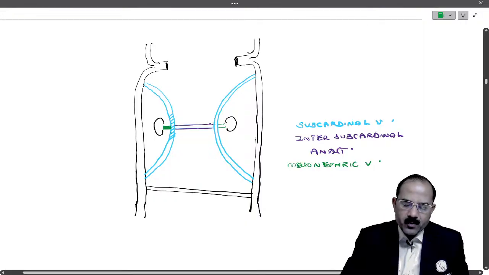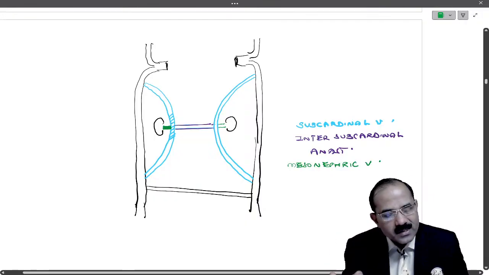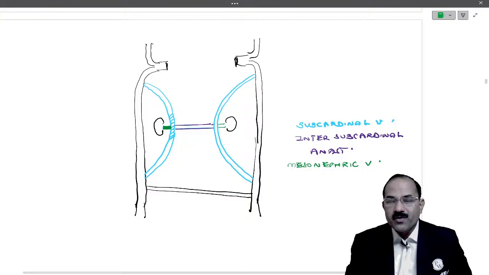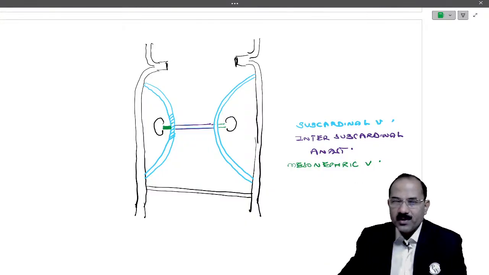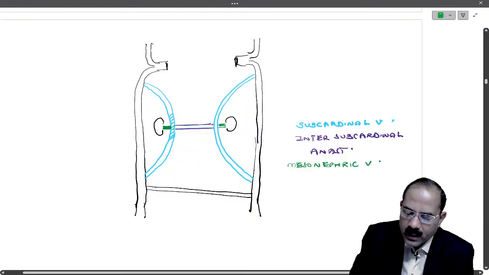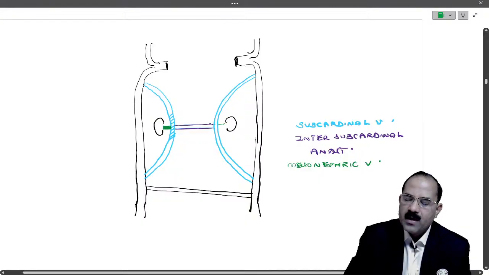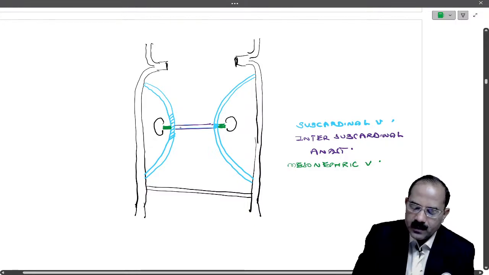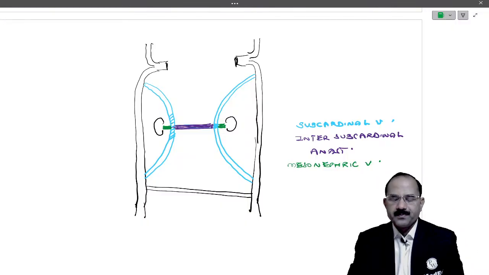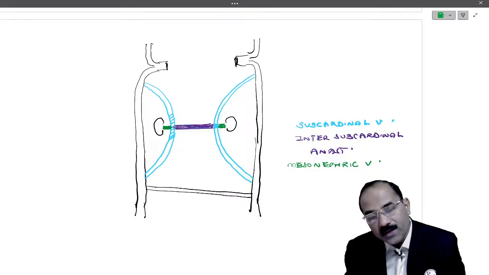I'm telling you, this blue part is going to form our future IVC. So what is the right mesonephric vein going to form? It is going to form the right renal vein. And the left renal vein is derived from, look children, number 1 the left mesonephric vein, number 2 the left subcardinal vein, and number 3 the intersubcardinal anastomosis. So this is going to form our left renal vein.